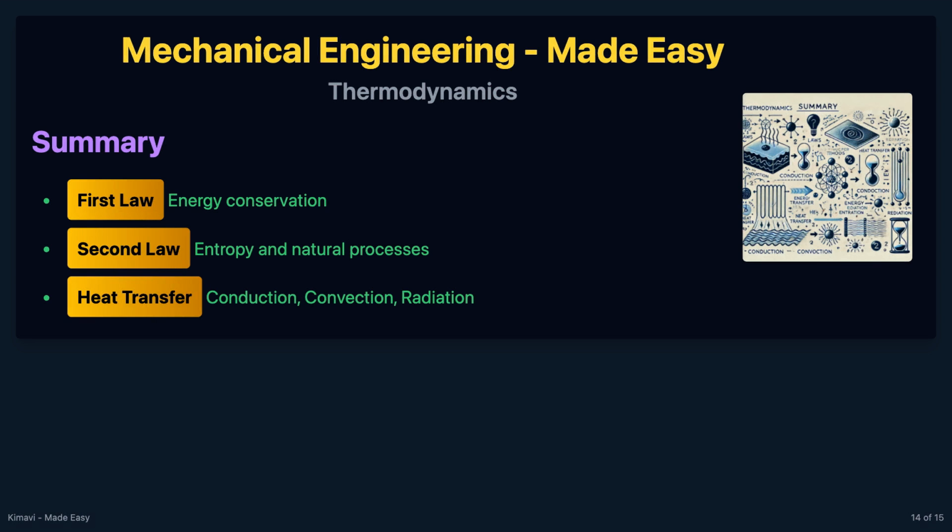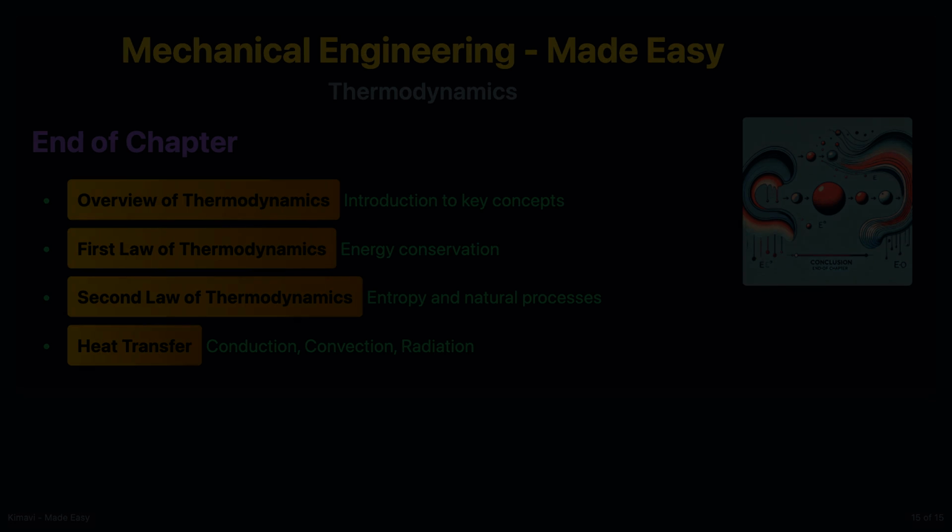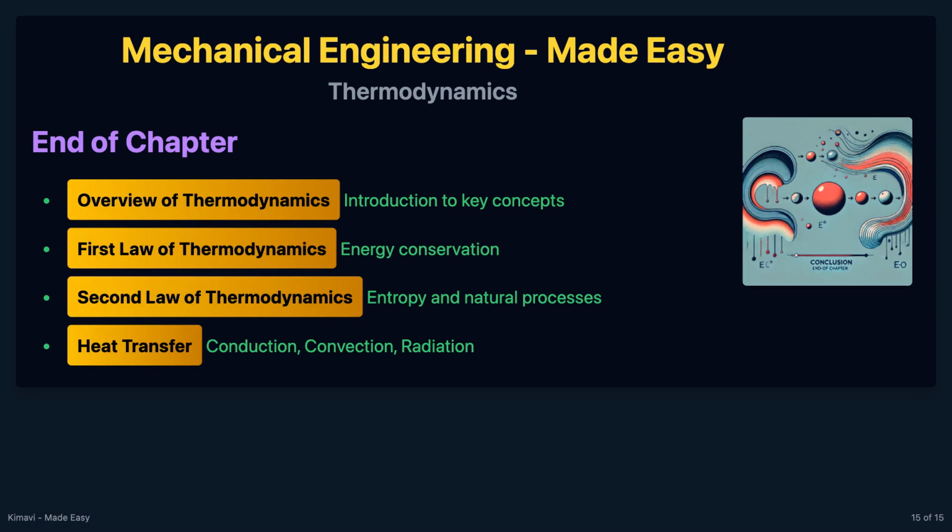In summary, the first law of thermodynamics deals with energy conservation. The second law introduces the concept of entropy and states that natural processes move towards maximum entropy, and heat transfer occurs through conduction, convection, and radiation. This concludes our chapter on thermodynamics. Understanding these concepts is crucial for analyzing and designing systems that involve energy transfer and transformation.